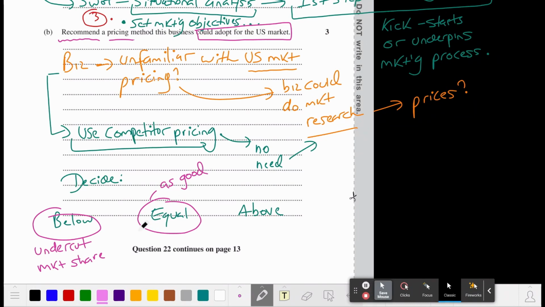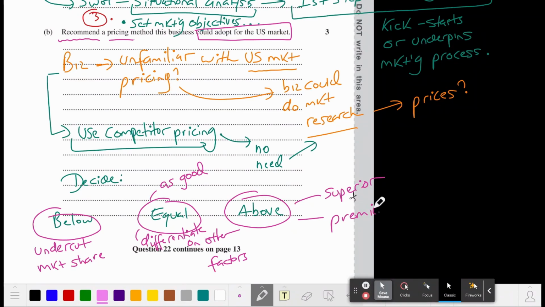And what we will do is differentiate on other factors, so not price, other factors. Or we could charge above the competitor's price and say, well, we've got this superior product and we want to establish our position as a premium brand in the marketplace.